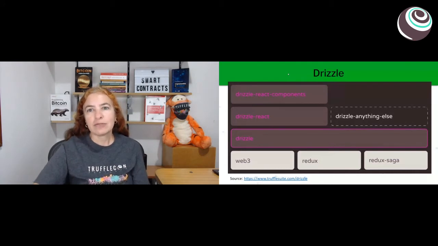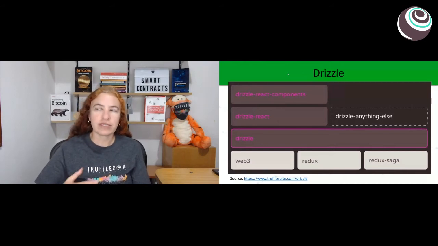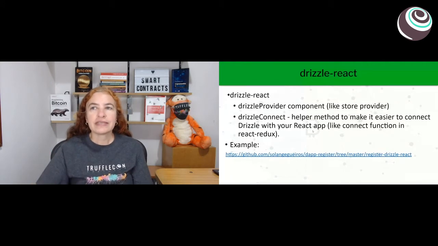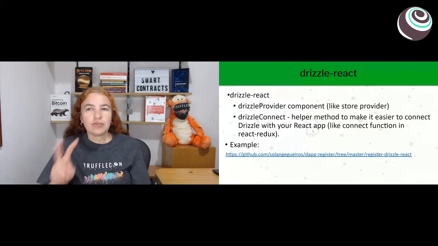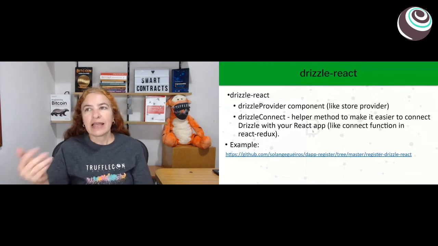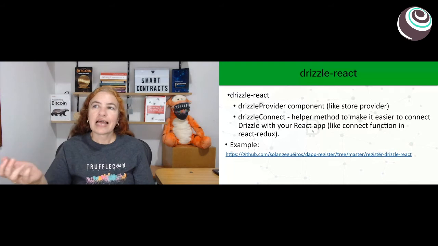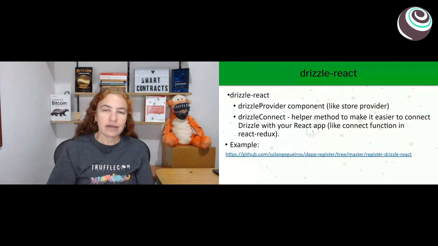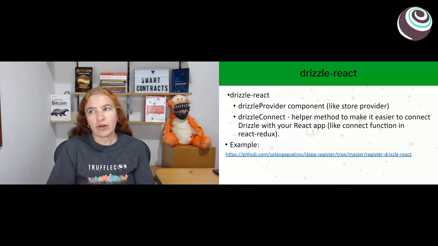A bit about it. Drizzle is now called Drizzle Store. This is the core library. It is responsible for Web3, for the accounts, for the contract instantiation. It's like the Redux store. Drizzle React is the provider. So we have two important components, the provider and the connect. The provider is like the store provider, and the connect helps make it easier to connect Drizzle with your app.